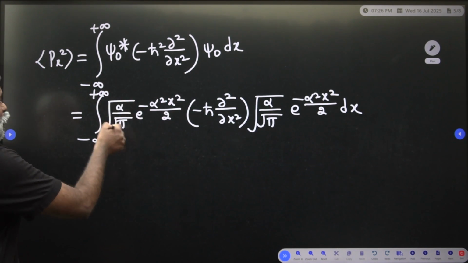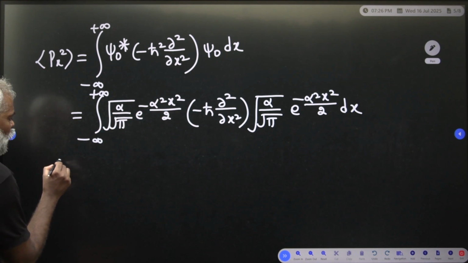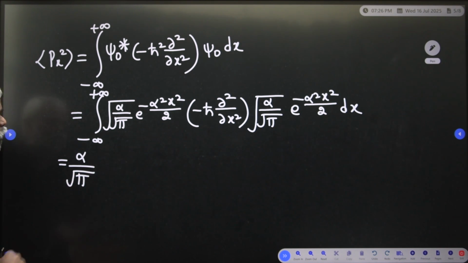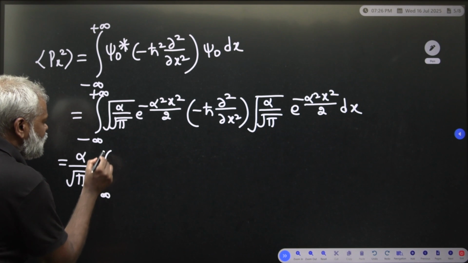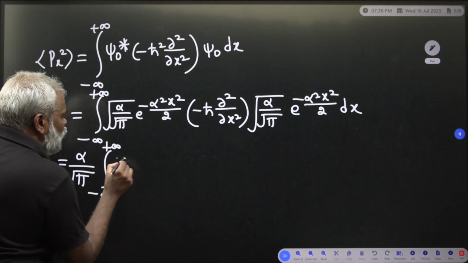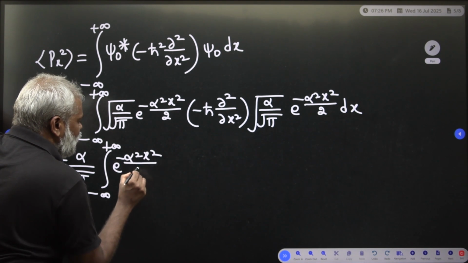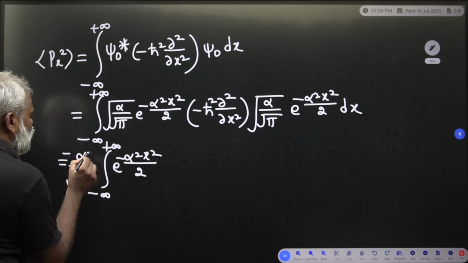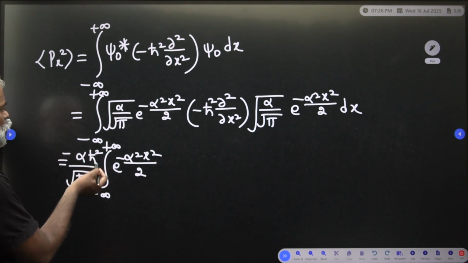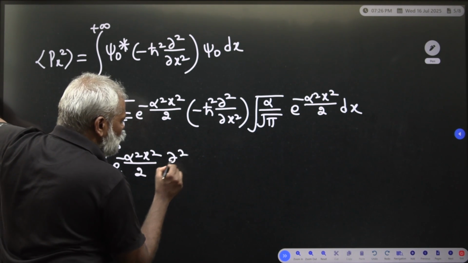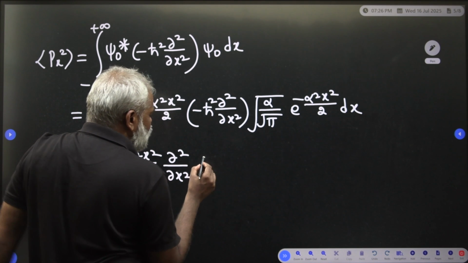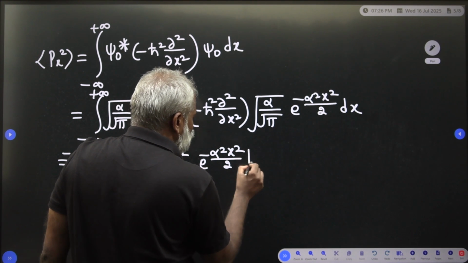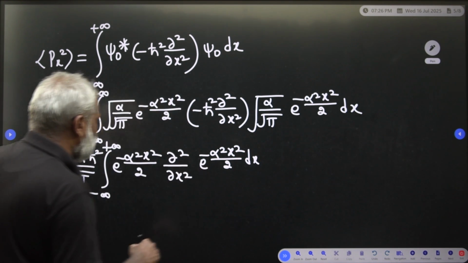Therefore, root alpha by root pi we take outside of the integration. So the integral from minus infinity to plus infinity of e to the power of minus alpha square x square by 2. The h cut square also we take outside, minus h cut square, into dou square by dou x square into e to the power of alpha square x square by 2 into dx. This is the thing you are able to take.